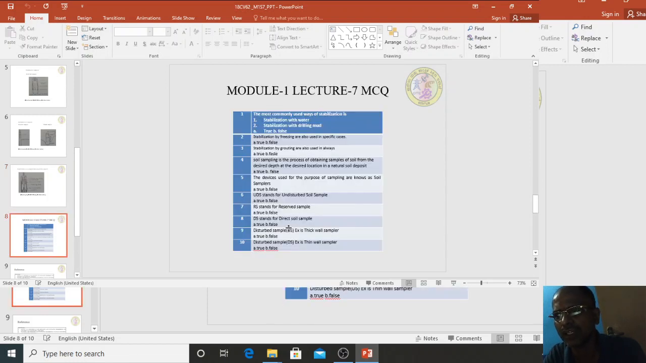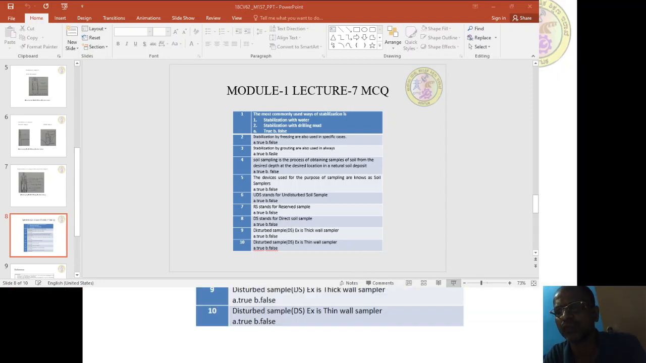Coming to the MCQ questions about this particular topic. The first question is, the most commonly used ways of stabilization of soil are stabilization with water and stabilization with drilling mud. Those are the two most commonly used methods, therefore the answer is true. Stabilization by freezing is also used in specific cases. Yes, it is true. Stabilization by grouting is also used always. No, it is not correct. It is false. Answer is B.